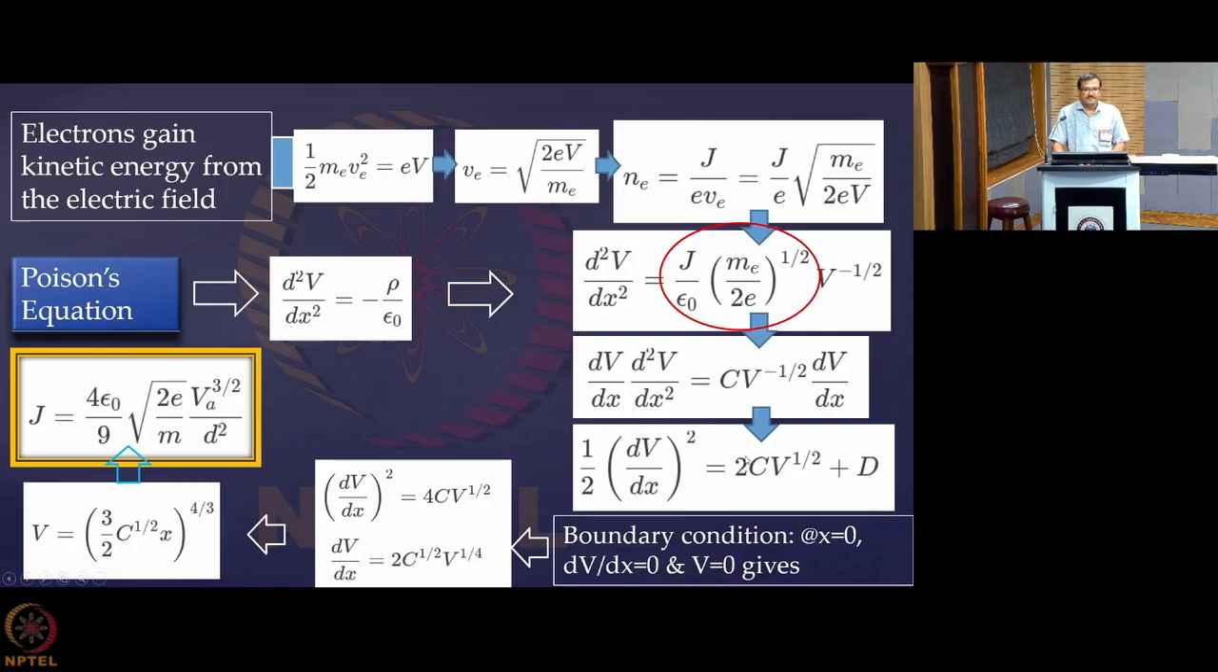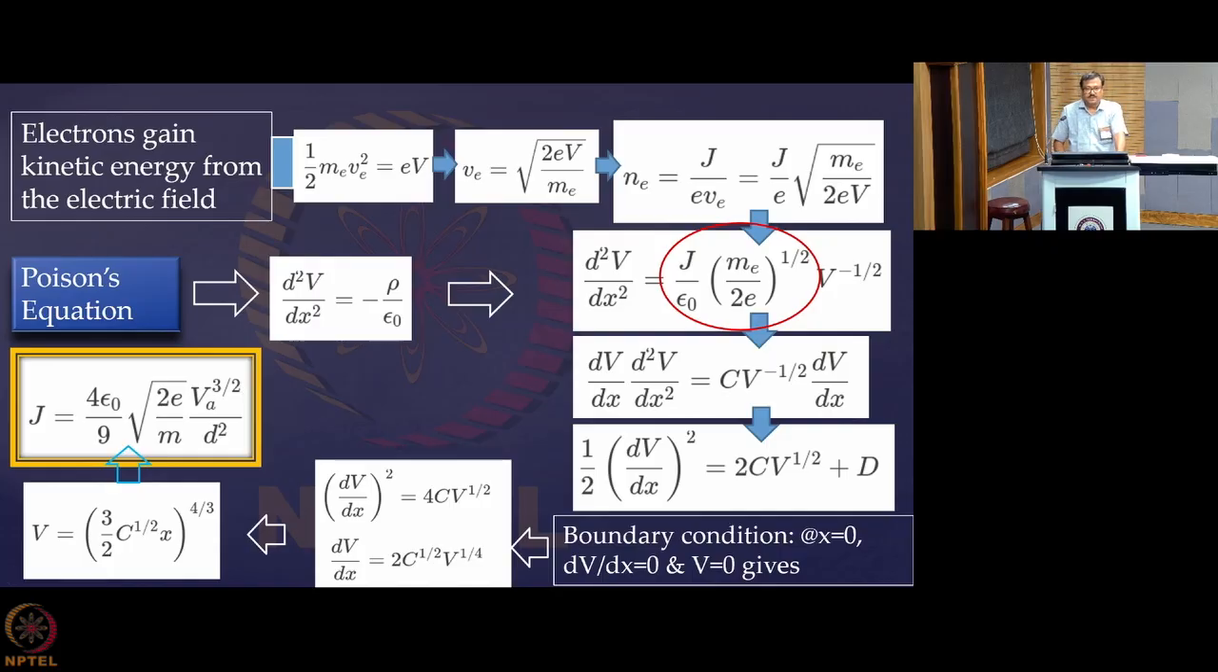Now what is happening? You are using this relationship, and you are using the boundary conditions that at x = 0, V is equal to 0 and dV/dx is 0. This similar thing can be applied in case of sheath as well. So that gives you D equal to 0, and you integrate, and finally, when you put the value of C, you get that J is proportional to V to the power 3/2. So the relationship is not proportional to V, it is proportional to V^1.5. This is called Child's law in case of your electron devices.